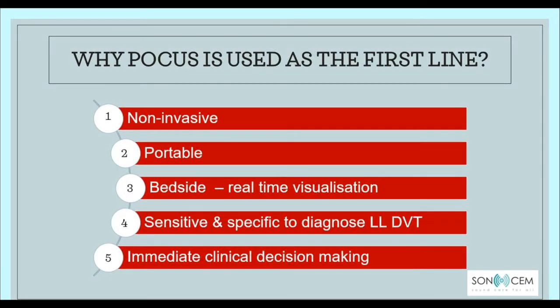But why is PoCUS used as the first line in diagnosing DVT? This is because PoCUS is non-invasive with no radiation, so it is suitable for pregnant patients, who are also one of the high-risk groups in developing DVT. It is portable and can be done at the bedside. So we can do real-time visualization and it can also help in unstable patients, who are not stable for transport to the imaging department. It is also sensitive and specific to diagnose lower limb DVT. From the result of the ultrasound findings, we can make an immediate clinical decision.